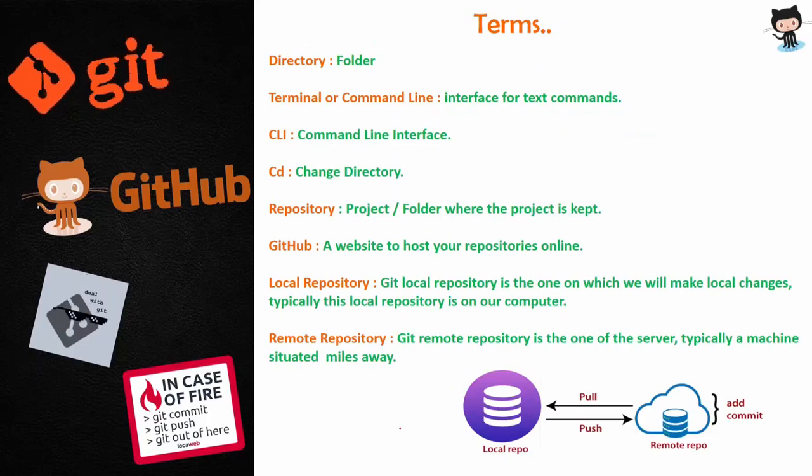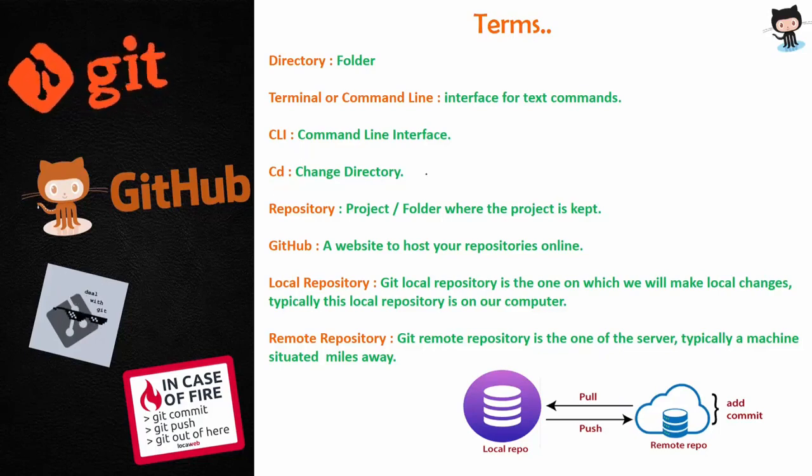Now moving to the terms that we generally use, or we will use in this entire tutorial. The first is the directory, which means the folder. Then we have the terminal or the command line, which means the interface for text commands. CLI, that is the command line interface, and CD means change directory.